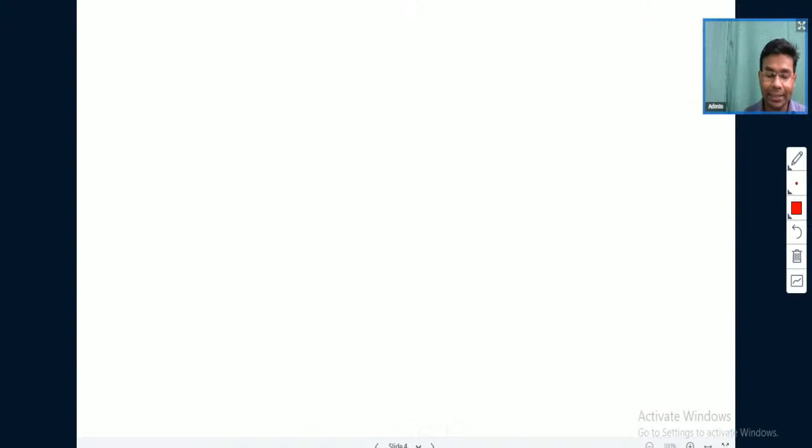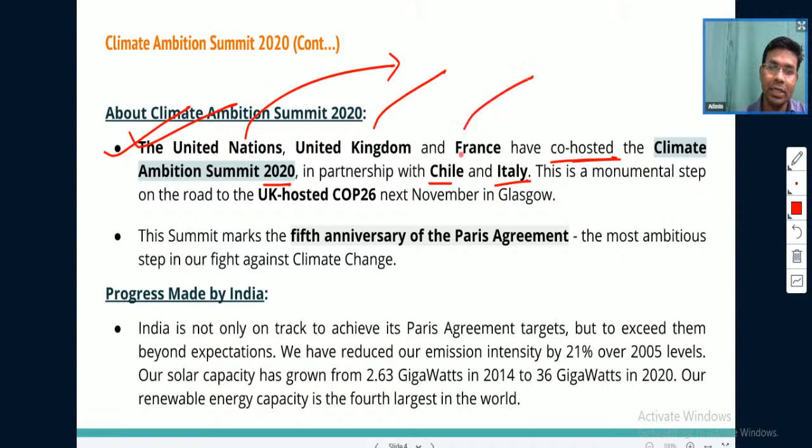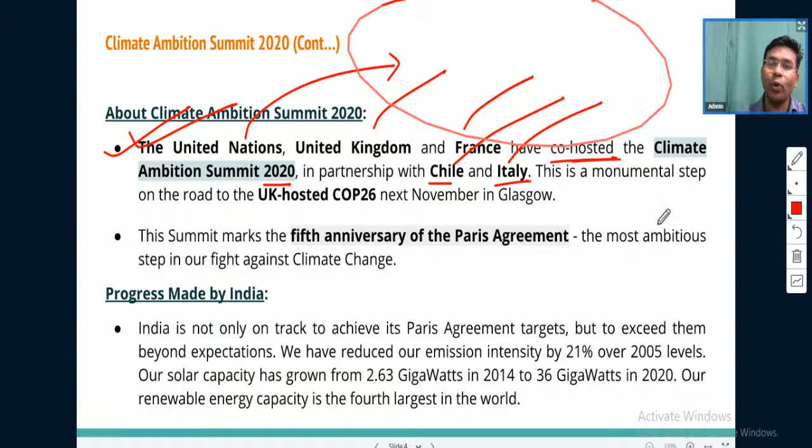Let us understand this particular Climate Ambition Summit in detail. Recently the United Nations, the United Kingdom and France co-hosted the Climate Ambition Summit of 2020 in partnership with Chile and Italy. It is important for you to remember that the United Nations, United Kingdom, France, Chile and Italy were the co-hosts for the Climate Ambition Summit 2020.